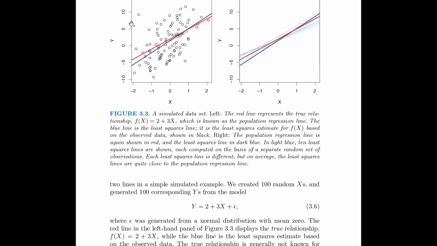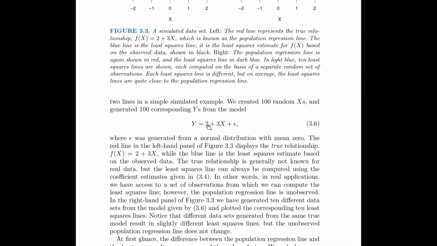Do take care, this is not the vertical axis. The vertical axis is over here, it would be right in the middle. And that would intersect the red line at 2, because they're taking an intercept term of 2, where epsilon was generated from a normal distribution with mean 0. They don't reveal the standard deviation, but they do specify the mean.